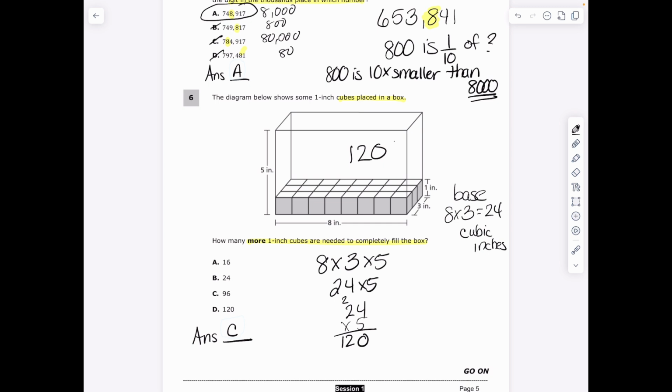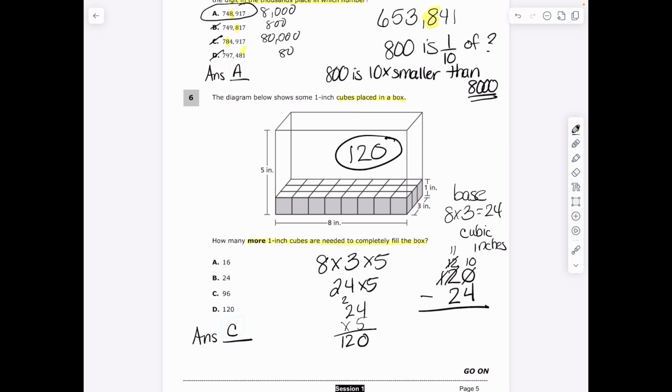If I would fill the whole thing up, but I already have 24. So how many more do I need? I need 96. Where am I getting that? I'm just going to subtract. This is 12. I can do 12 minus 2. But I can't do 0 minus 4, so I'm going to borrow again.